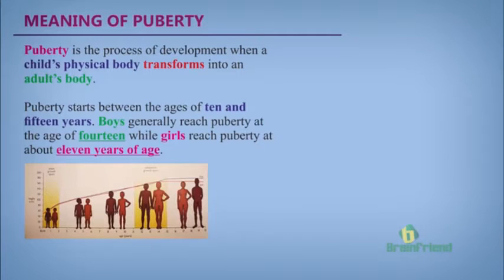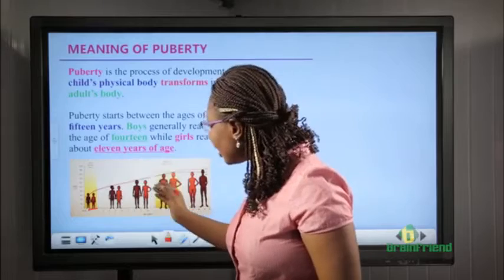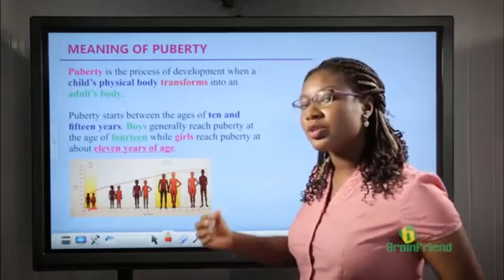Now, what is puberty? Puberty is the process by which a child's body transforms to an adult body, and it is applicable to both boys and girls. Puberty starts between the ages of 10 and 15 years. The boys get to puberty at age 14, while the girls reach puberty at age 11. We can see that from childhood, the girl and the boy gradually grow. Let's say this is 5 years, they get to this age. Like that, in puberty, they are increasing in age and their body stature is also increasing.